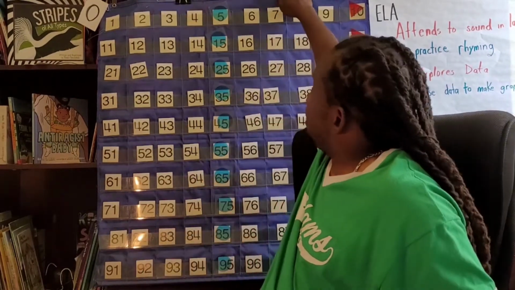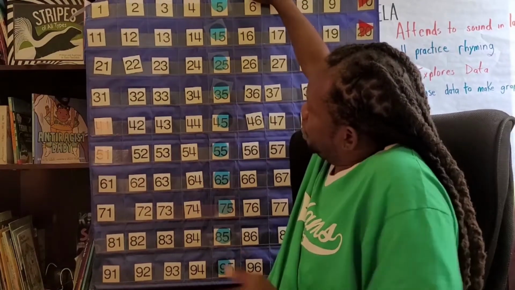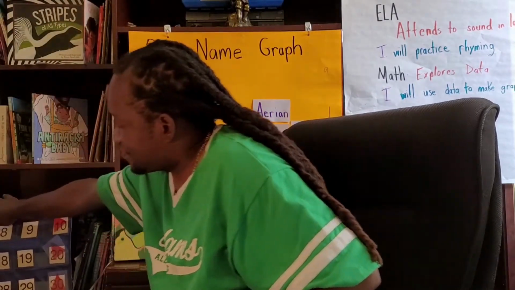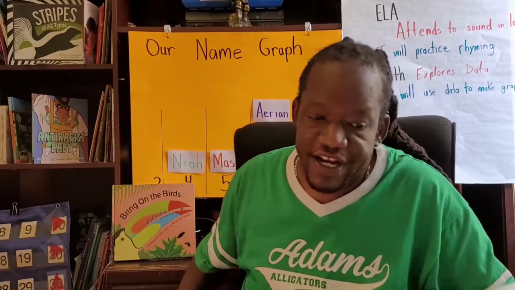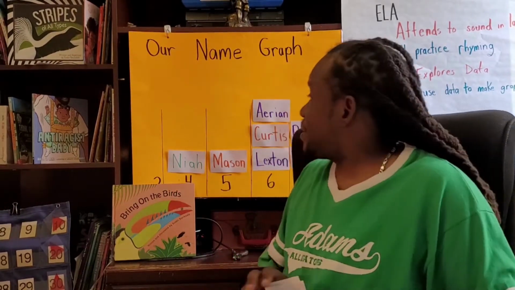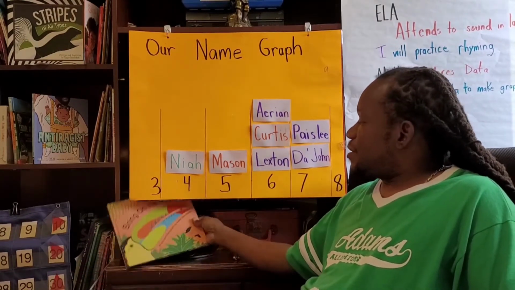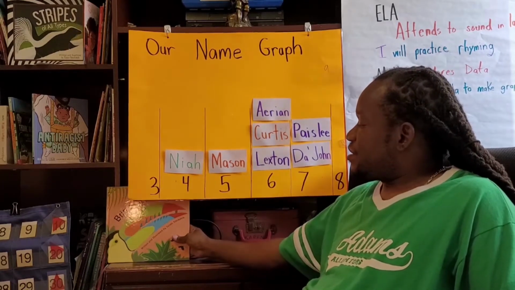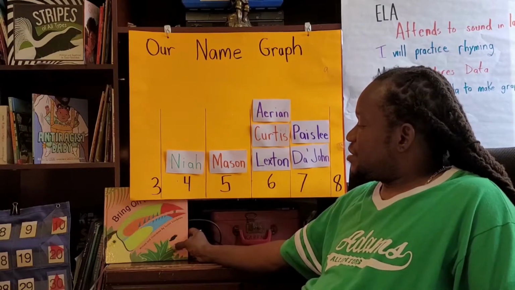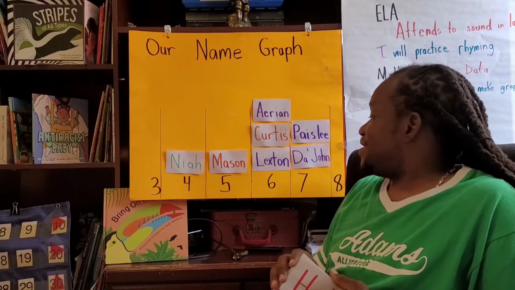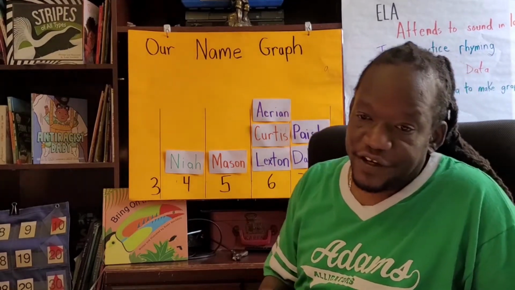Let's go over some of our names. Oh, we got to get rid of this number chart. Bye, number chart. See you next week. It's over there. And we're going to do some of our name graphs. I have some of my friends' names that we're going to add to our name graph. See, I'm trying to hide those cords back there so you all can't see them. We have some more friends' names, so we're going to add them to our name graph. Are you ready?